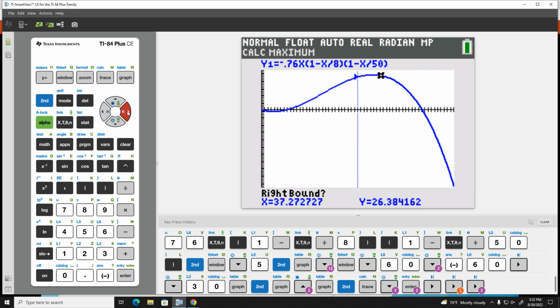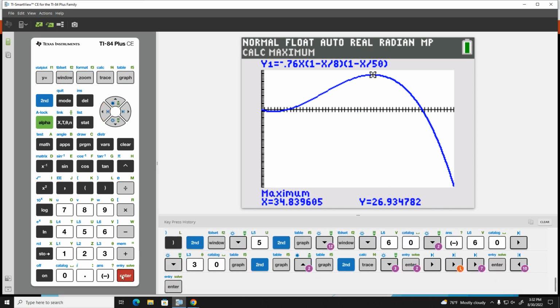So I have to use my arrow. I am literally to the right of the maximum. Hit enter. And then it asks me for a guess. What it's going to do is check for the highest value in this section. So if I was not to the right or to the left, it would still give me the highest value in that section, but it wouldn't give me the correct answer. So I have to make sure that I am clearly to the left and the right of the actual maximum. And so I hit enter.